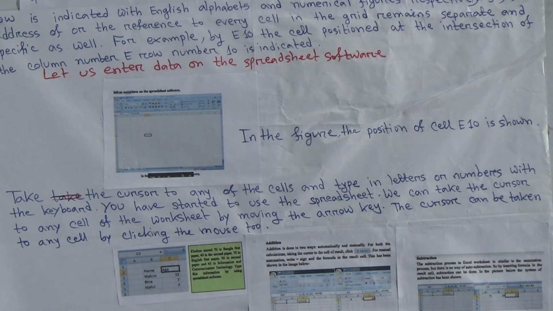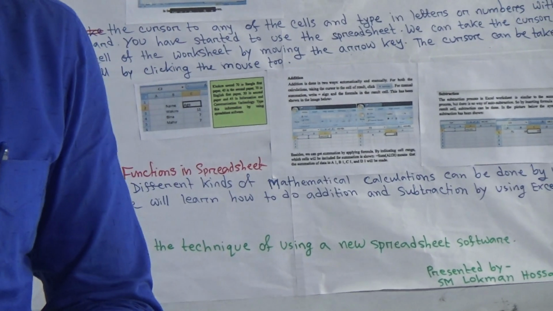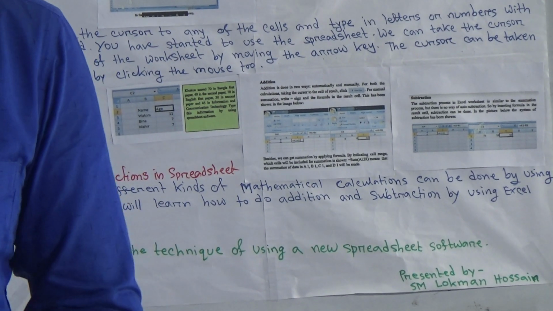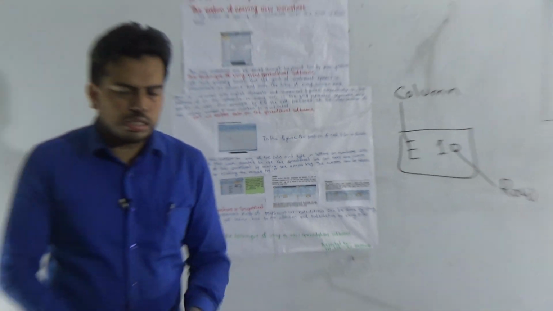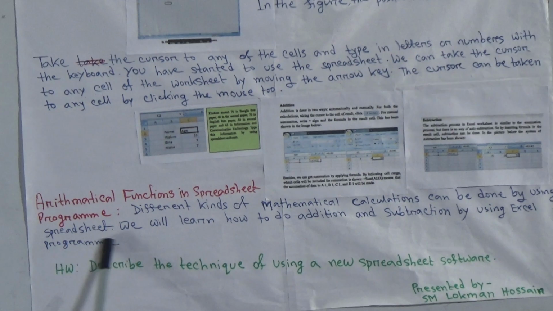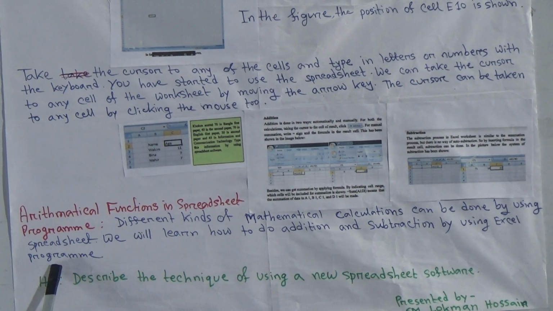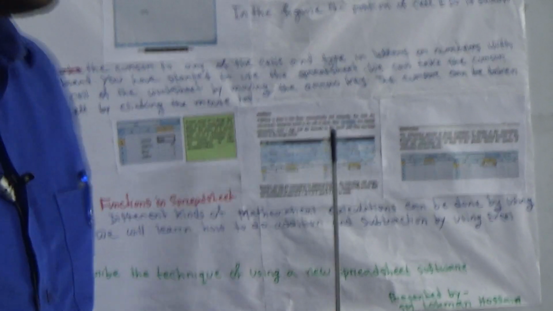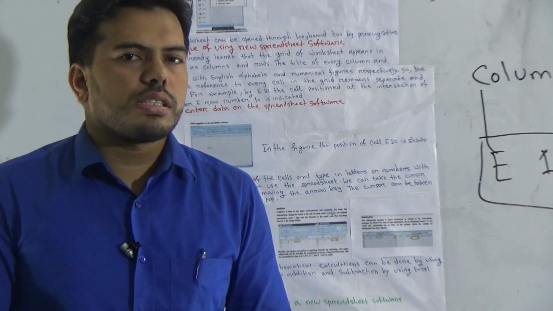Now, arithmetical functions in spreadsheet program. We can do many calculations in our spreadsheet program, in Excel. We can do addition, subtraction, multiplication and division. Now we will see how to do addition and subtraction. Different kinds of mathematical calculations can be done by using a spreadsheet. Addition is done in two ways, you know that. Number one is automatic, another one is manual.